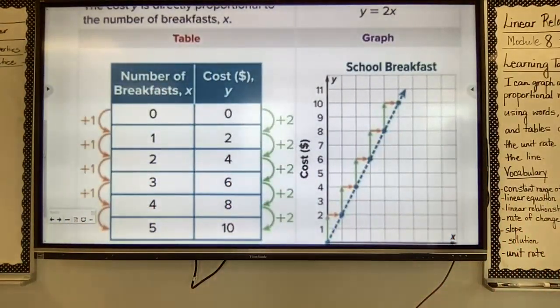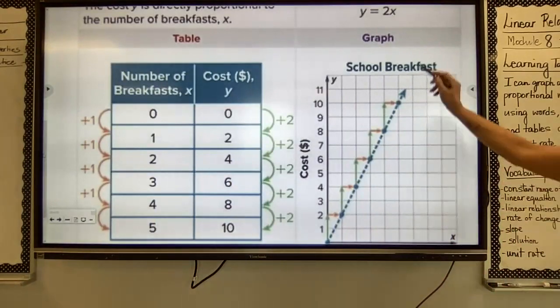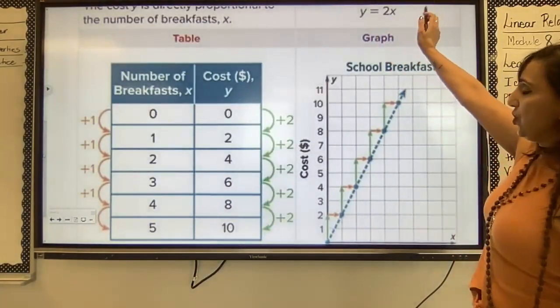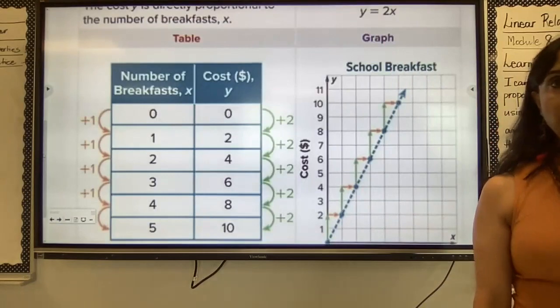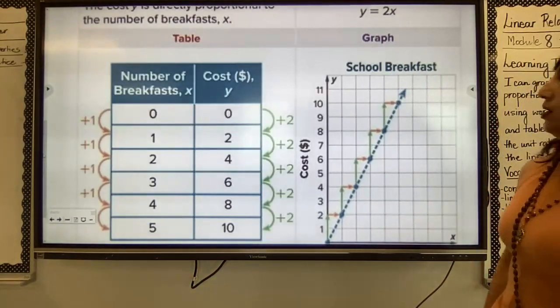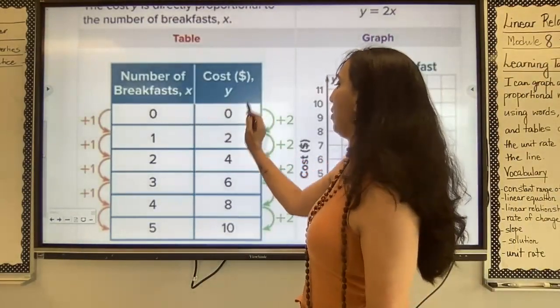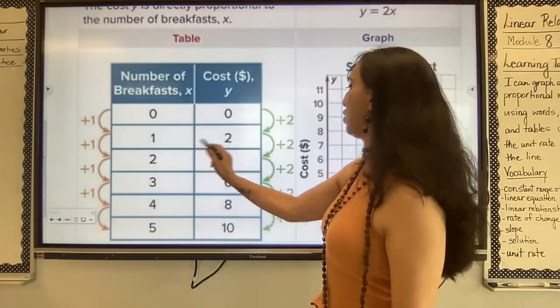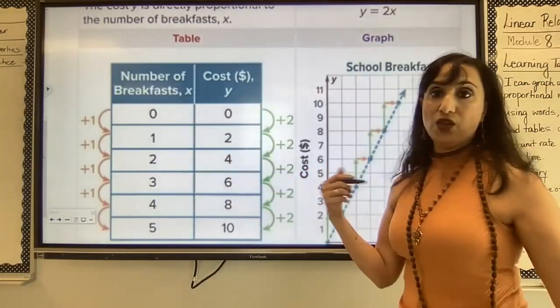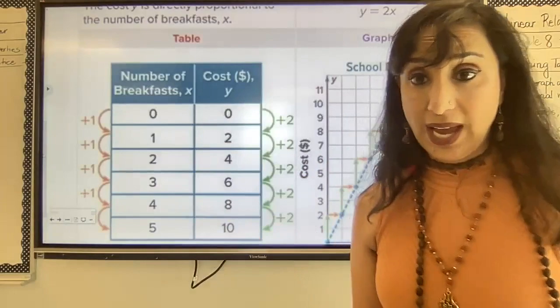All right. What was my equation? Equation is y is equal to 2x, right? Because 0 times 2, 0. 2 times 1, 2. 2 times 2, 4. 2 times 3, 6. So you can see that y is equal to 2x.